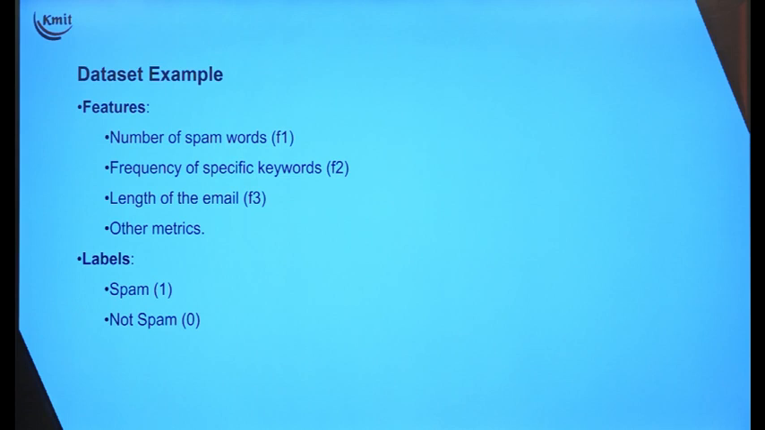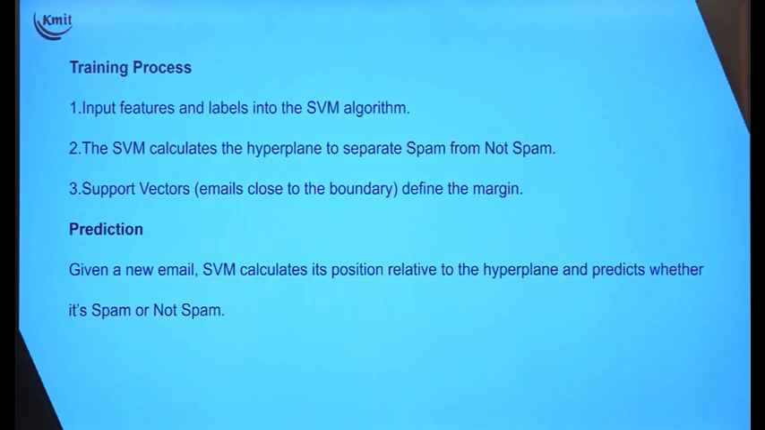Now let us understand this clearly with an example. Consider email classification, spam classification. Number of spam words, we call it F1. Frequency of specific keywords, we call it F2. Length of the email, we call it feature F3. Other metrics, if you have, we can also add them as other features. So we have two labels here for email classification: one is spam, the other one is not spam.